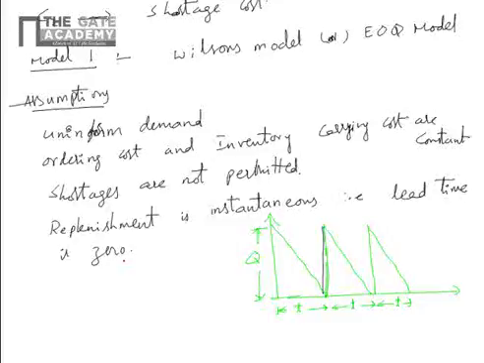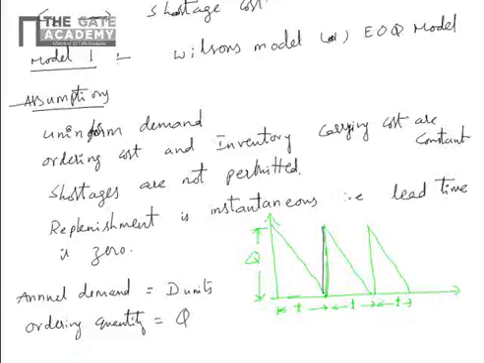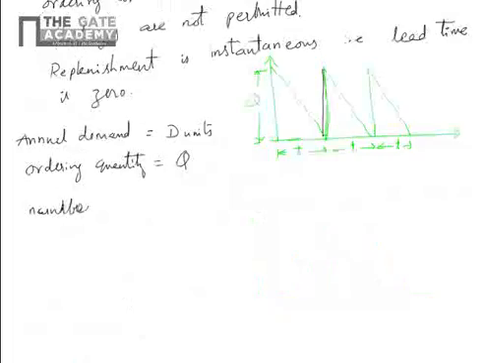In actual practice, you will have shortages. The line comes down to the x-axis. If the line comes below the x-axis, that means negative values are also considered. Shortages are considered. So annual demand equal to D units. Ordering quantity equal to Q. So number of orders equal to D by Q.